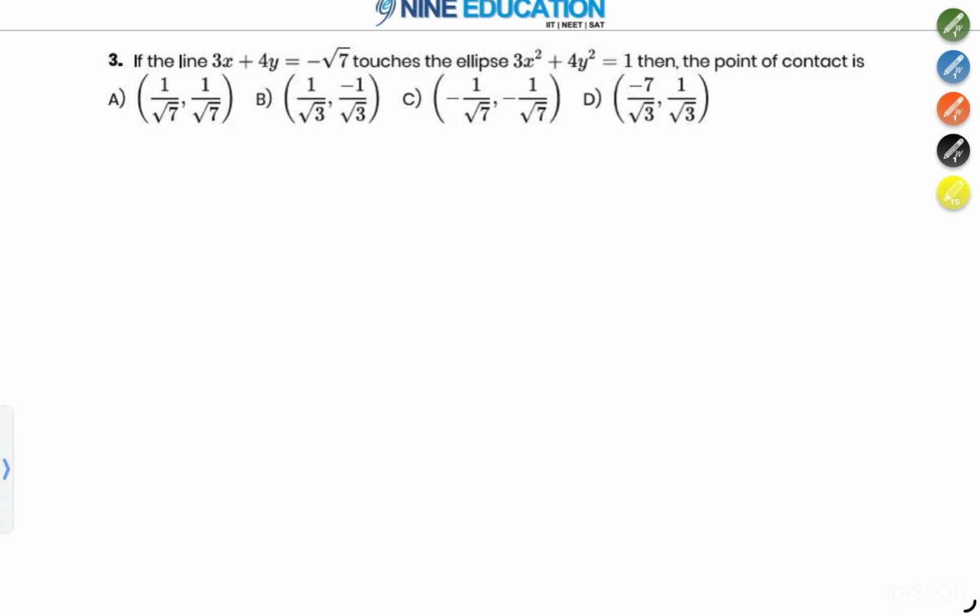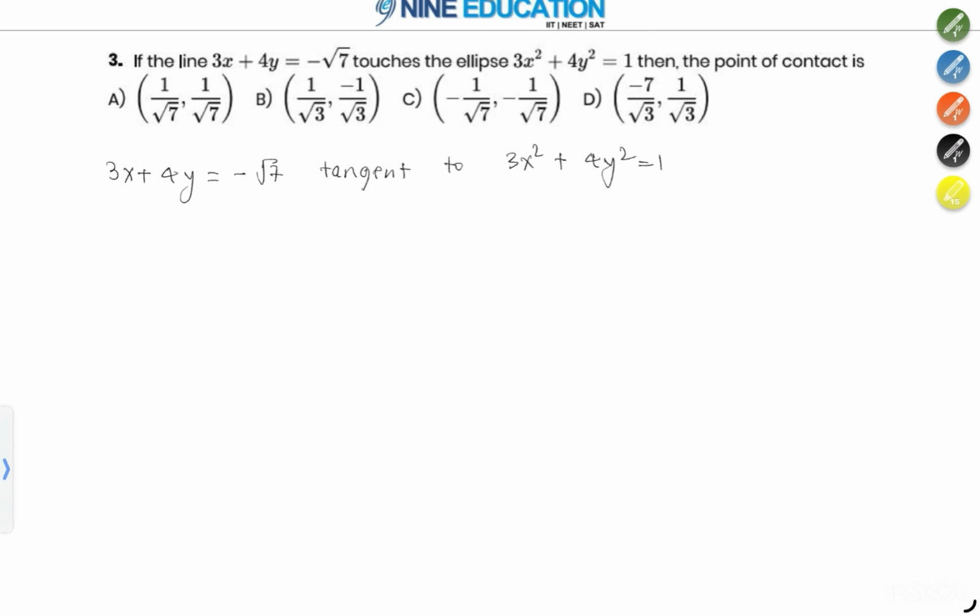They have given that the line 3x plus 4y equals root 7 touches the ellipse, then find the point of contact. So if it touches the ellipse, it means they have given that 3x plus 4y equals minus root 7 is tangent to the ellipse 3x square plus 4y square equal to 1.